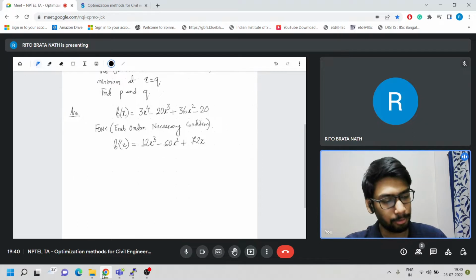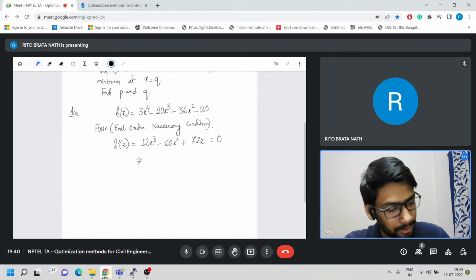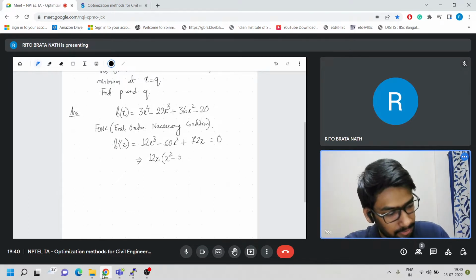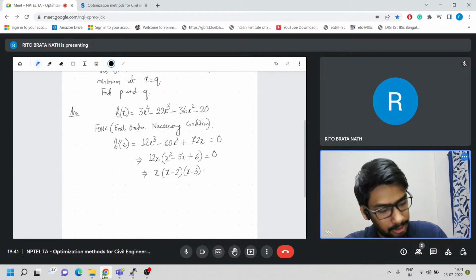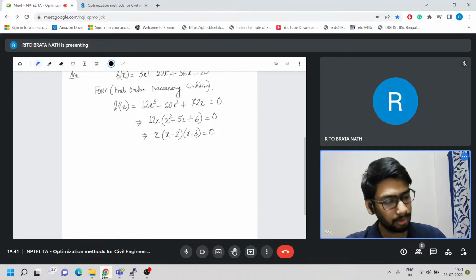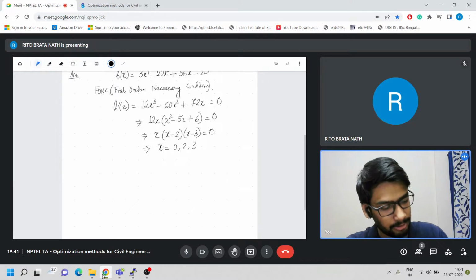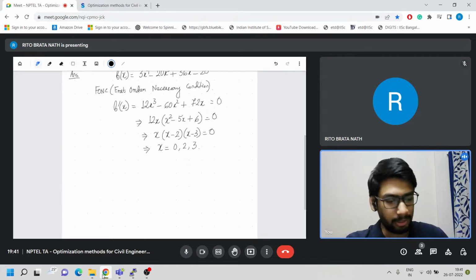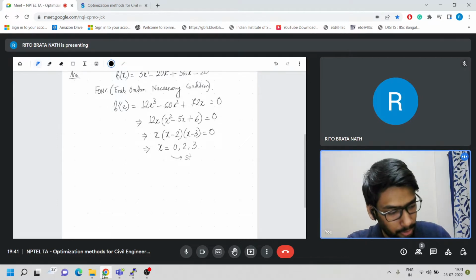Let us do that. Suppose we set it to 0. Then 12 will be cancelled out and x will also come out. So it's x squared minus 5x plus 6 equals 0, which is x times (x minus 2) times (x minus 3) equals 0. From this, you will have three solutions for x: one is 0, another is 2, and another is 3. These are called the stationary points.